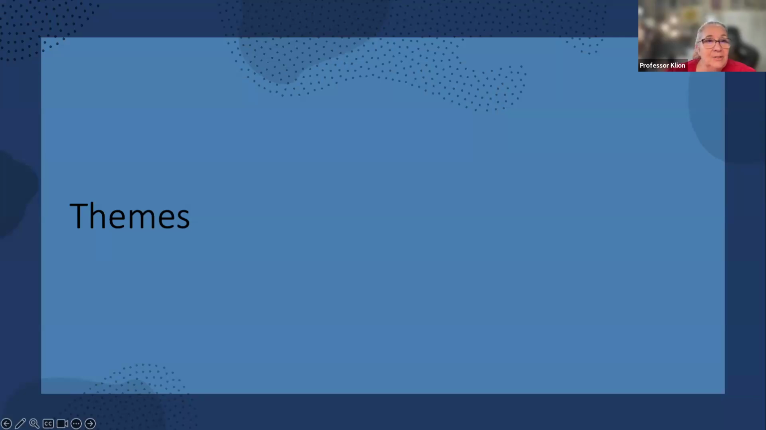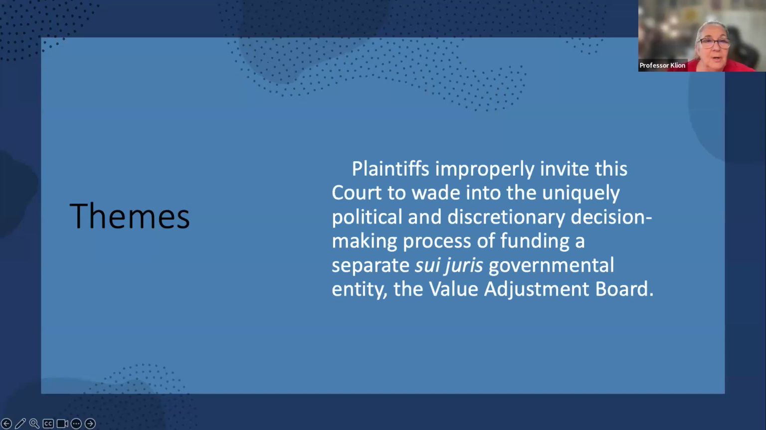And finally, here's another case. It doesn't even matter what the case is about, but it was improper interference with a uniquely political function. And again, this showed up in the introduction to the brief. Plaintiffs improperly invite this court to wade into the uniquely political and discretionary decision-making process of funding a separate sui juris governmental entity, the Value Adjustment Board.